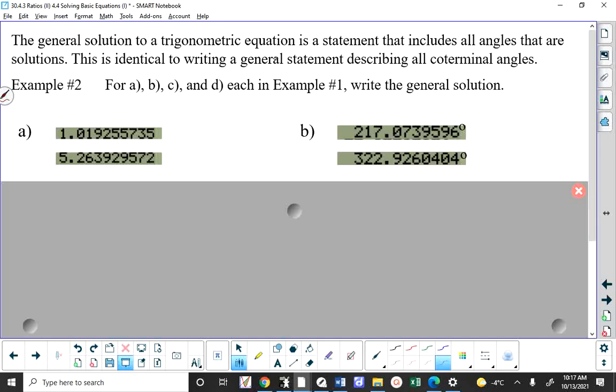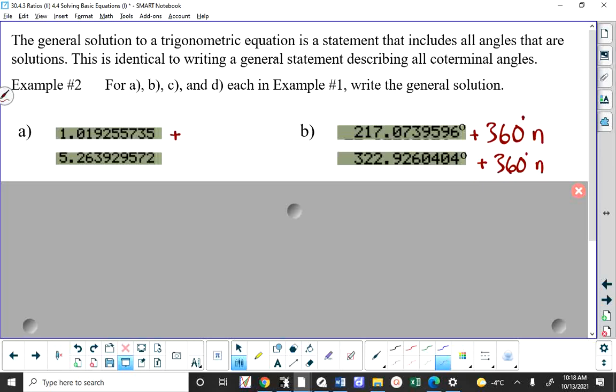Okay. So what do I mean by a general solution? Well, let's start off with b. This 217 degrees took us to a particular location that made the equation true. To get a general solution, you have to add multiples of 360. That's it. Here you have to add multiples of 360. When I say add, I actually mean add or subtract, which means n is an integer. Okay? n is an integer for all of these.